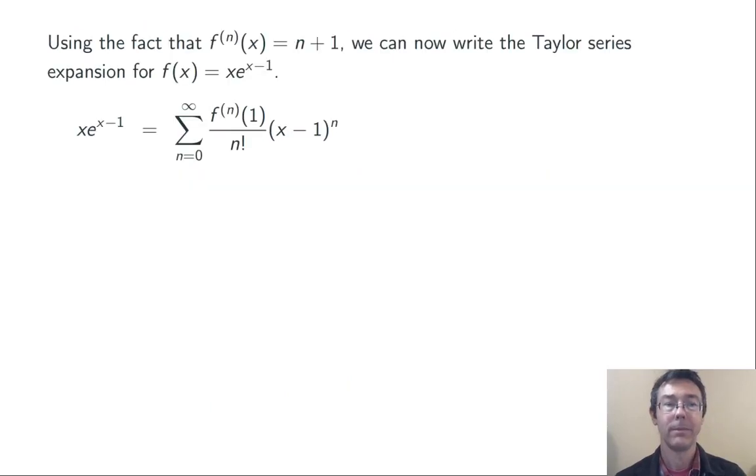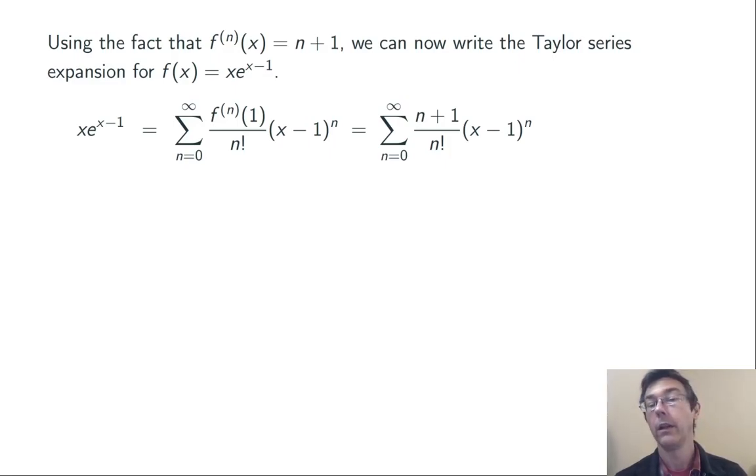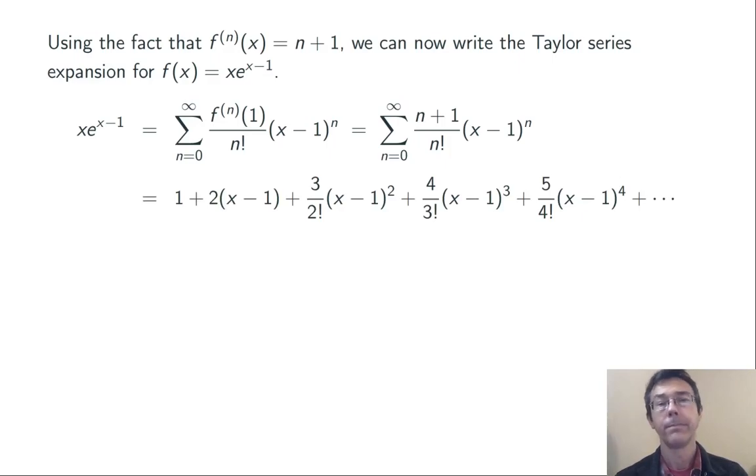Now let's go back to our original formula for our Taylor series expansion using the fact that the nth derivative of f is n plus 1 at x equals 1, of course. Plugging that in, I get the Taylor series, n equals 0 to infinity, n plus 1 over n factorial, x minus 1 to the n. Here are the first few terms.